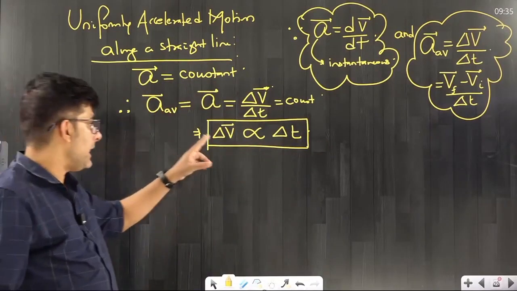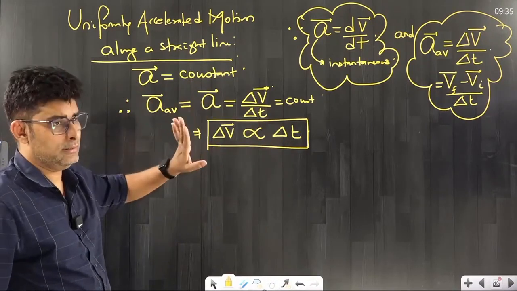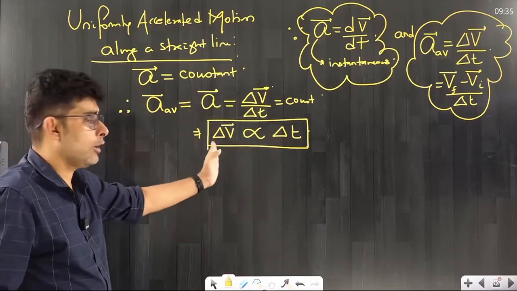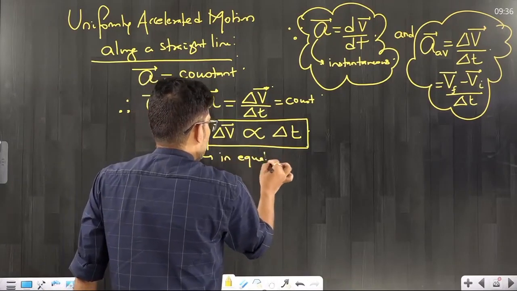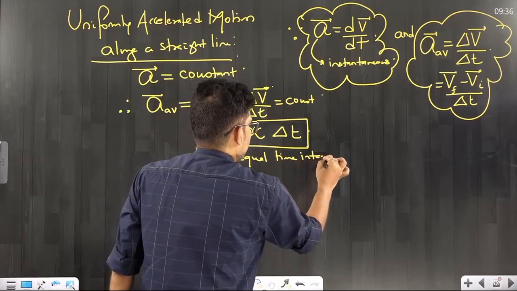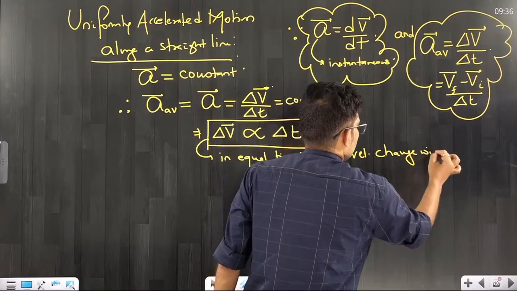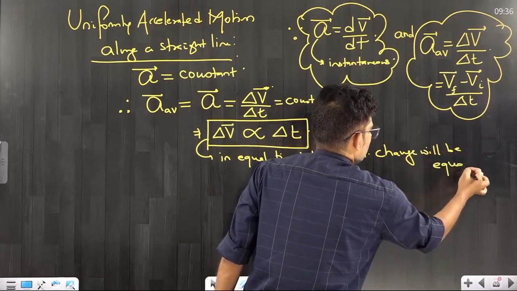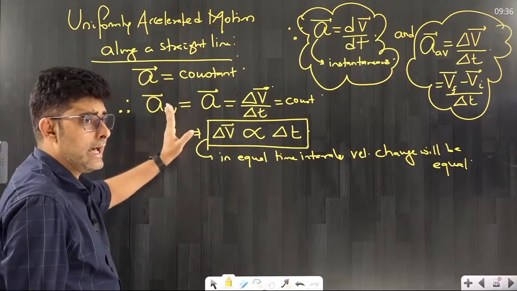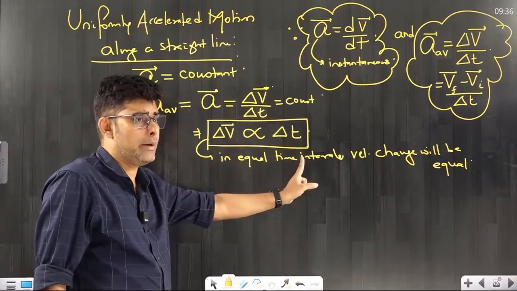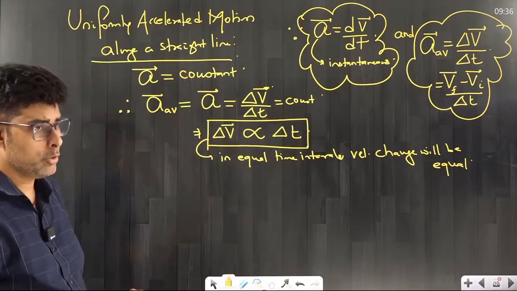Listen carefully. Change in velocity will be directly proportional to time interval if acceleration is constant. Means in equal time intervals, the velocity changes will be equal. That is what we can say. So such type of motion, when acceleration is constant and the velocity change is directly proportional to time interval, we call such type of motion as uniformly accelerated motion.